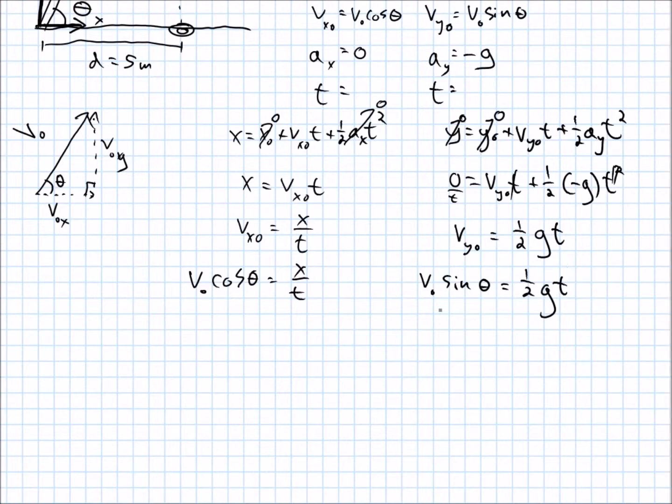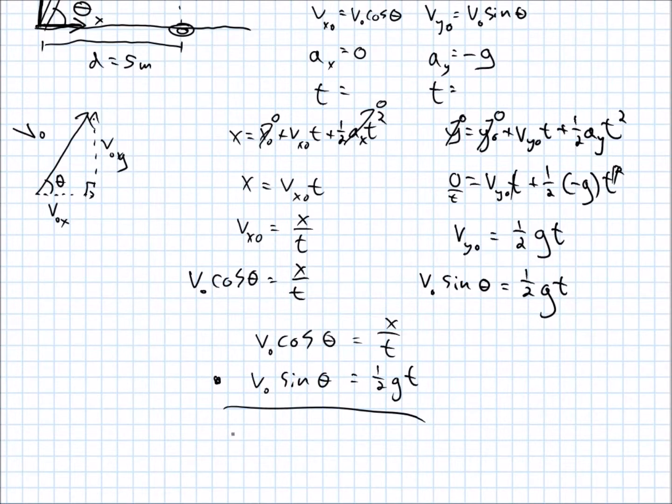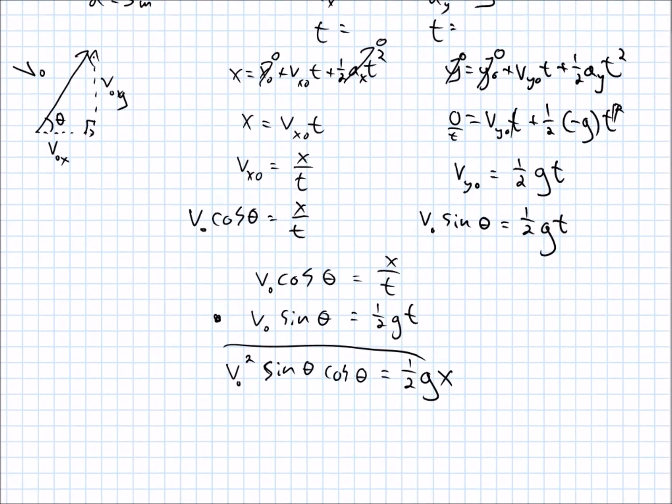So here I go. I'm going to just copy them down here. And I'm going to multiply the entire equation together. And so that means I multiply the left side and I multiply the right side. So on the left side I get this. And on the right side, the t's cancel. That's actually why I multiplied them, right? X over t times t is x, and I'm left with 1/2 gx. And so now my only unknown is theta.